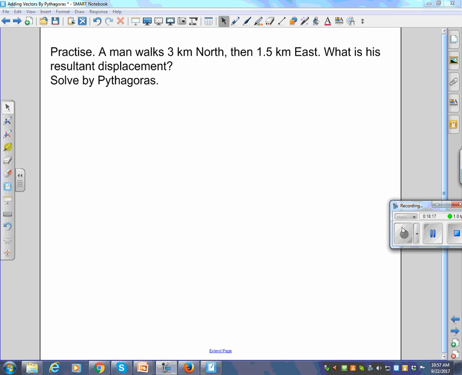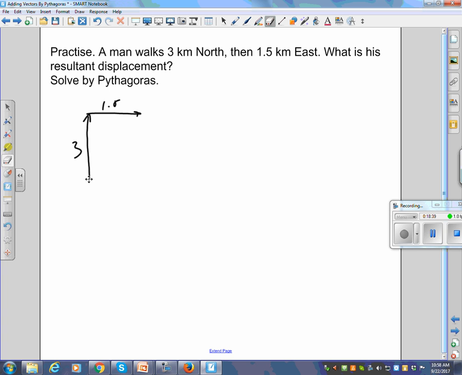How about I do the first one right now, and that way if you're getting to the second practice one, just in case you got something a little bit wrong, we can fix that up. So we got a man walking 3 kilometers north and then 1.5 kilometers east. What is his resultant displacement? This is a vector question. So you're going to go 3 kilometers north, and you're going to go 1.5 east.